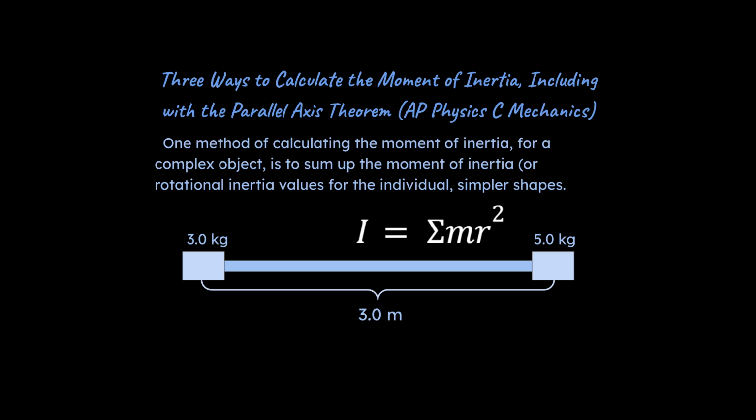So the first method we're going to go through has to do with just summing up the moment of inertia, or the rotational inertia, you could say, for all of the simple shapes and combine them into a combination shape. And that's what we mean with this equation here. The moment of inertia is equal to the sum of the mass times the radius squared. Now, what does this r value mean? Well, that would be the difference between the position of the center of mass and the axis of rotation.